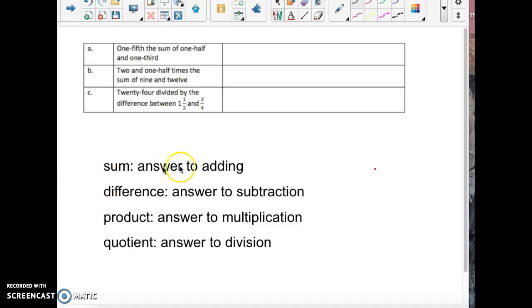So just to review, sum means the answer to adding. So when we see that word here and here, we know that those two questions are going to need some adding in them. When we see the word difference, that's the answer to subtraction. So when we see that word here, we're talking about subtraction. We don't use the words product anywhere, and we don't use the word quotient, but just to remember, product is the answer to multiplication, quotient is the answer to division.